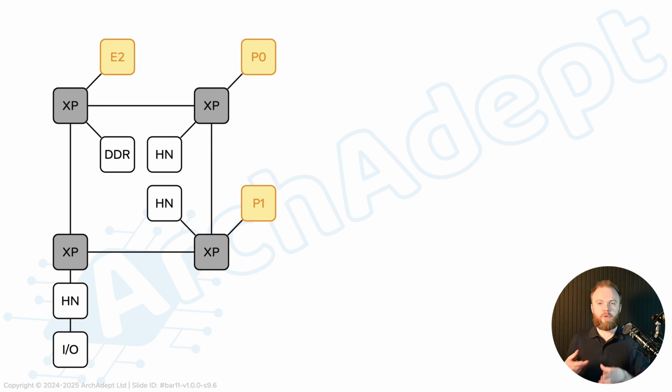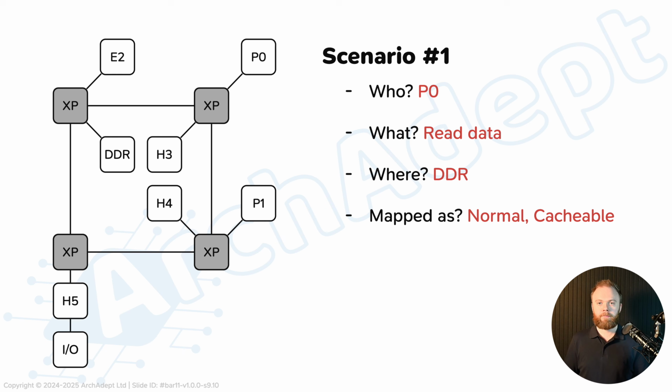And remember, we're using these particular labels in alignment with how these kinds of scenarios are typically presented in the ARM architecture reference manual. And then for our home nodes, we'll label the two home nodes managing DDR space as H3 and H4 respectively, and we'll label the home node managing I/O space as H5. And let's begin by considering this as our first scenario. So P0 wants to read some data at a particular address in DDR memory, where that address has been mapped as normal cacheable in the page tables.